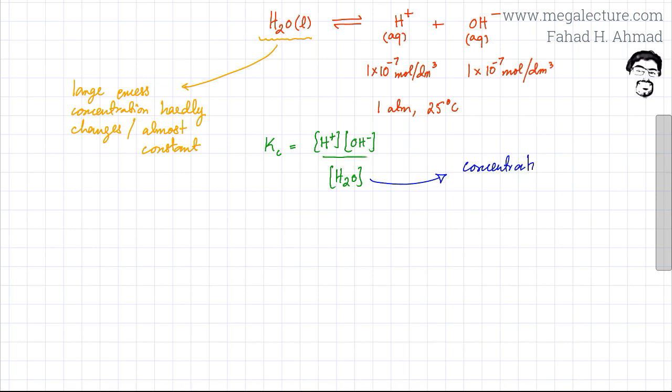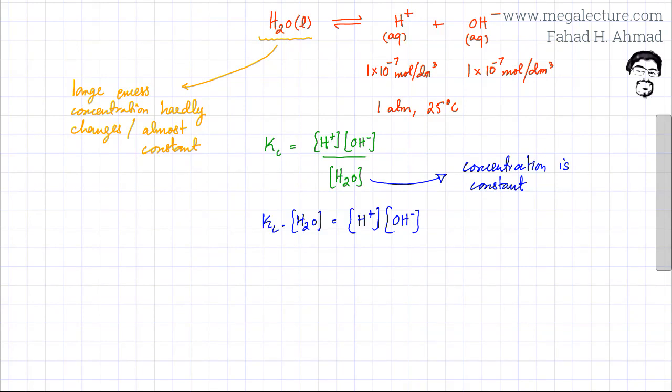So its concentration is constant, or it hardly varies, or the change in the concentration of water is negligible. So there's no point in writing a reactant whose concentration is not changing at all. Since this is a constant, I'm going to combine the two constants together. Kc is also a constant, so let's put the two constants together and rearrange and write this again.